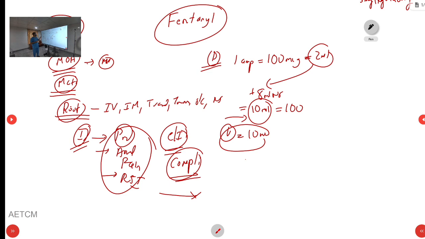So we have discussed the classification, the mechanism of action, the metabolism, the indications, the route of drug administration, dilution, complications, and finally the contraindications of fentanyl.